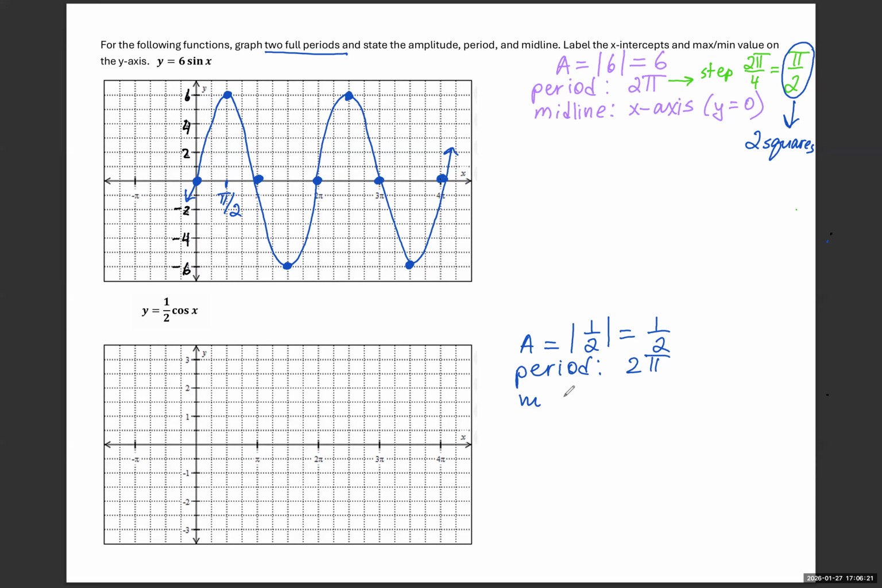There's no midline. So it would be y equals 0 or the x-axis. Let's talk a little more about this period. So just like my sine function, this will be split into 4 equal steps, which again gives you the step size of pi over 2. And that is 2 squares on our grid.